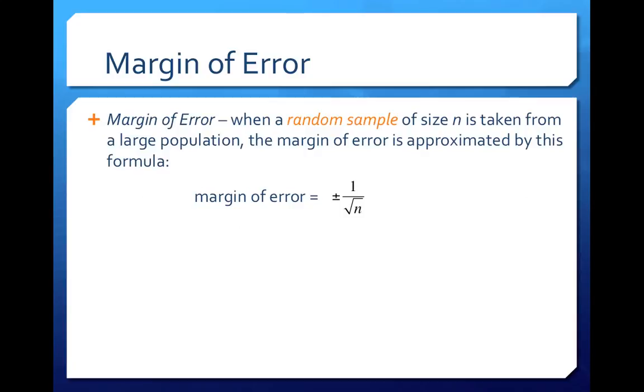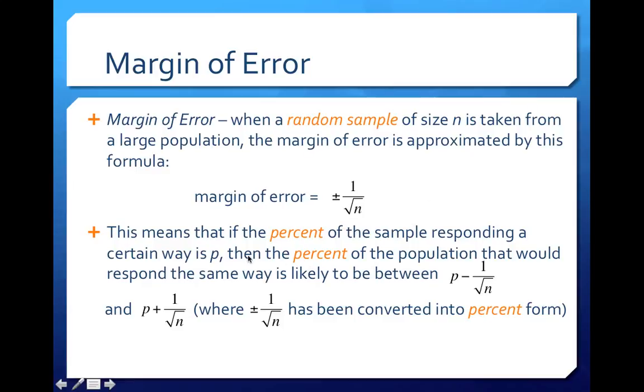So how do we find the margin of error? Well, when a random sample of size n is taken from a large population, the margin of error is approximately equal to this formula. This works best if you have a large population to start with, and hopefully you're taking a fairly large sample of it. You can figure out the margin of error by taking plus or minus 1 over the square root of n. And again, n is the size of your sample.